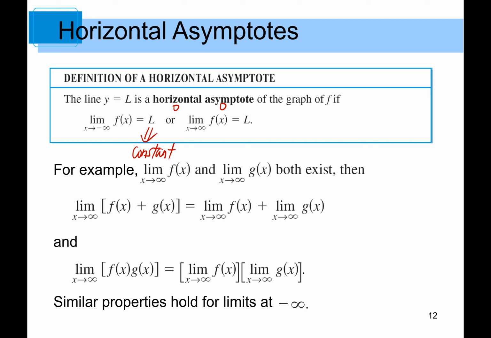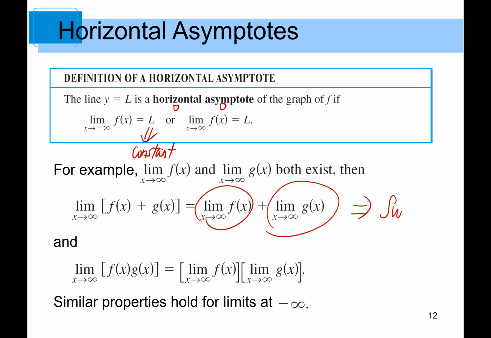If the limit when x approaches infinity of f of x and the limit when x approaches infinity of g of x both exist, then the limit when x approaches infinity of the combination of the two functions equals the limit when x approaches infinity of f of x plus the limit when x approaches infinity of g of x. So this is the sum rule.